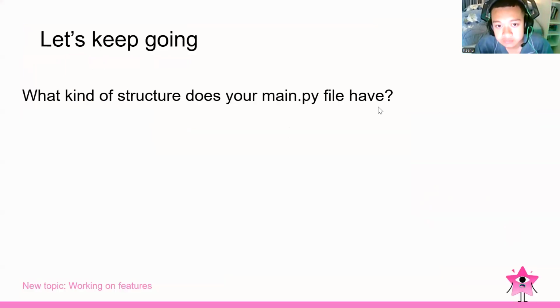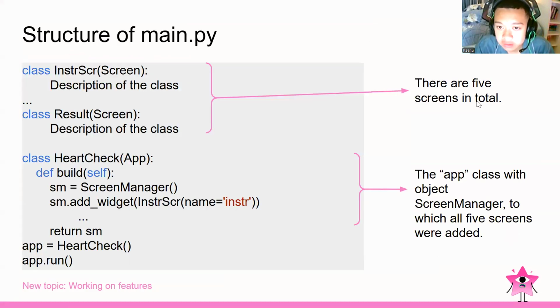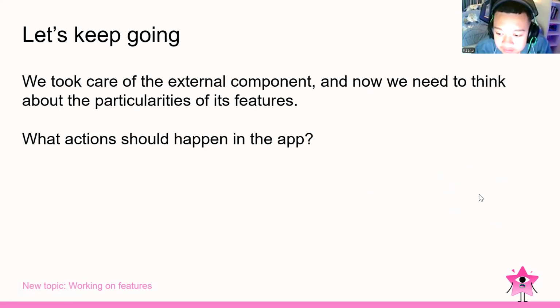We will go on working on the features. So what kind of structure does our main .py file have? Basically, we have the class names for the screens, then the result, and then for the app class we have the function with the screen manager object for managing the screens, just like in the previous lessons. Here we will add the five screens and control them using the screen manager. And then we also took care of the external components.